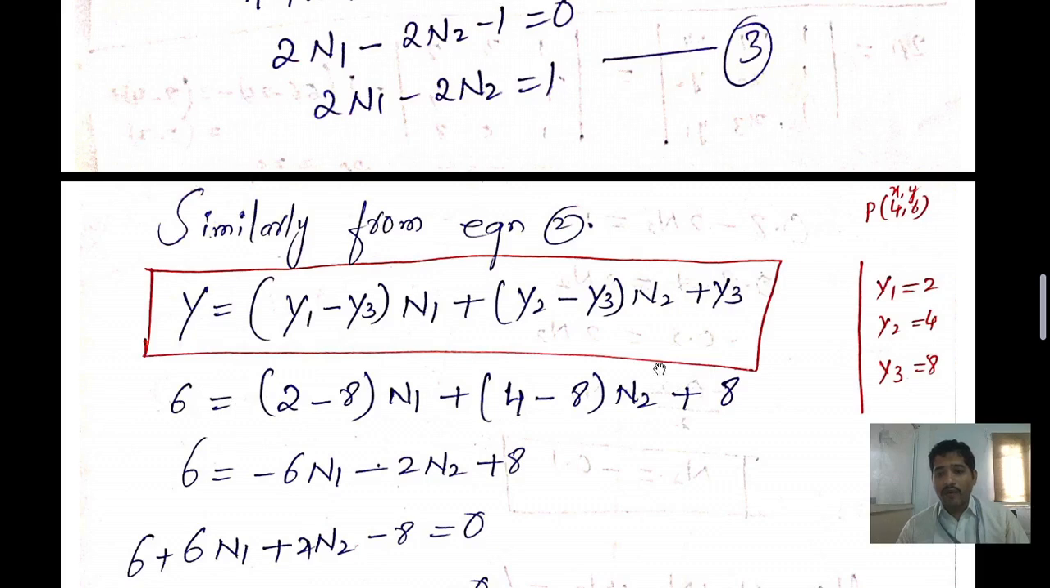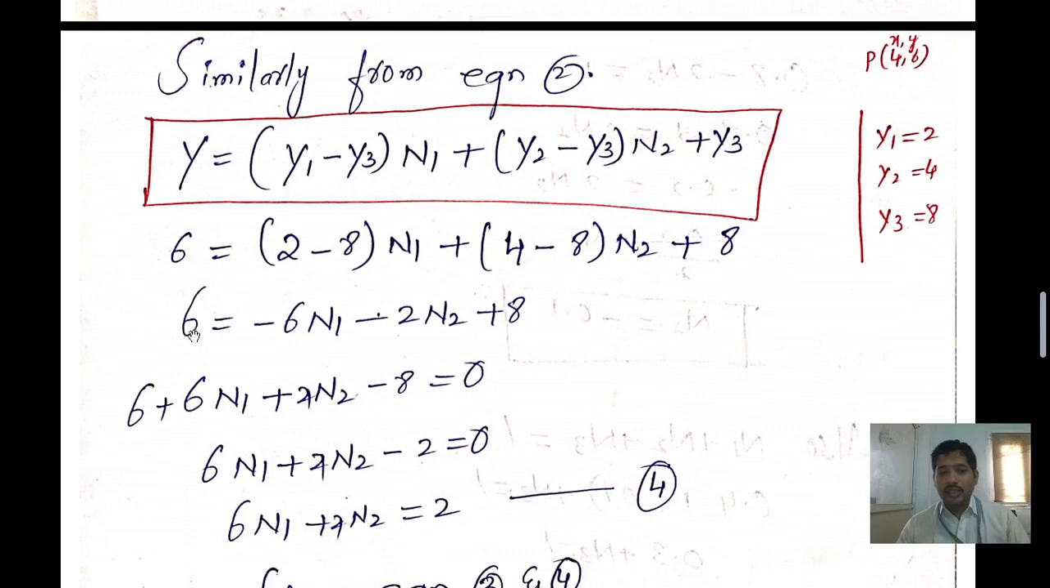6 is equal to y1 value, how much is there? 2 minus of 8 n1 plus y2, nothing but how much is there? 4 minus of 8 n2 plus 8. Is it right? So after that, 6 as it is, 2 minus of 8 becomes minus 6 n1, 4 minus 8 becomes minus 2 n2 plus 8.